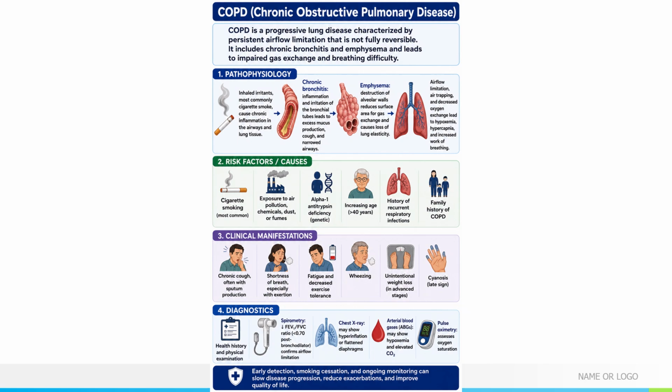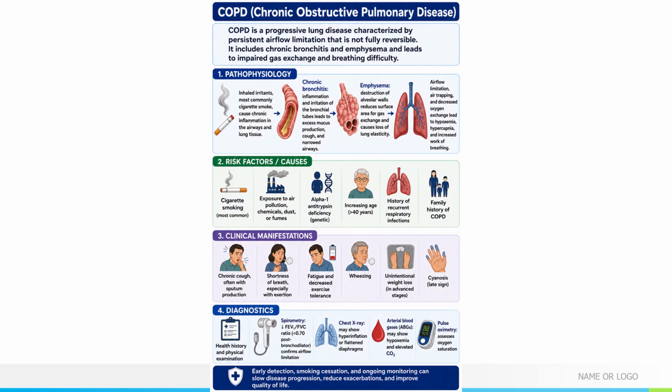And the other one is age. COPD usually develops after many years of exposure, and most patients are diagnosed after the age of 40. Also, previous respiratory infections. Frequent respiratory infections during childhood or adulthood may accelerate lung damage. And then family history. Genetics also influence susceptibility. Some individuals are simply more vulnerable to lung injury from smoking than others.